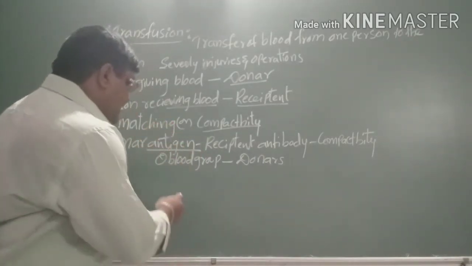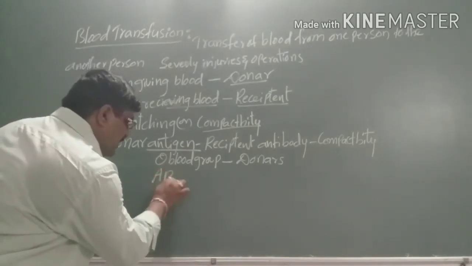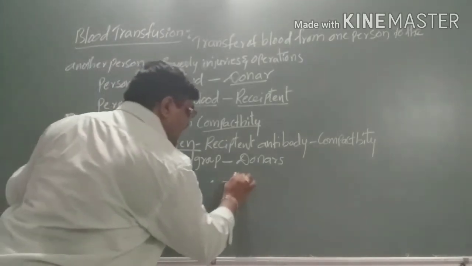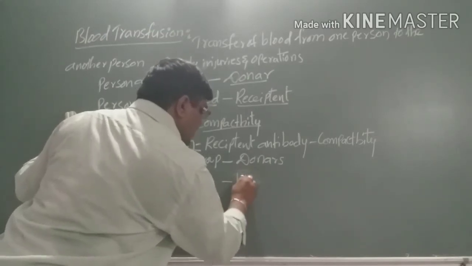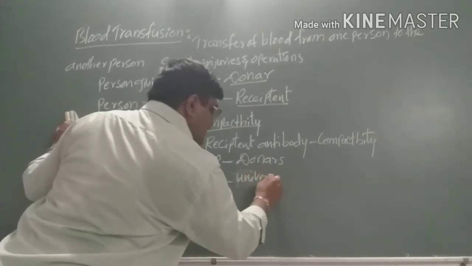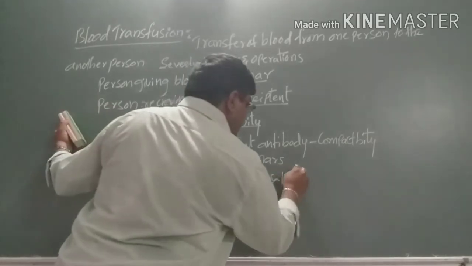And AB blood group we can call a universal receptor. We can call it a universal recipient.